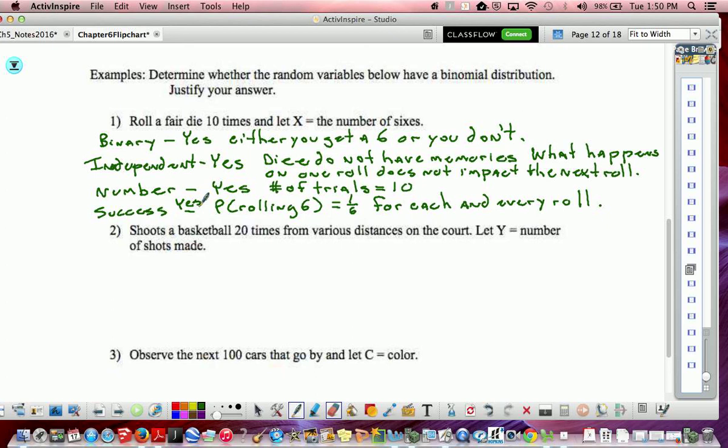So since the probability stays the same, are all four of these met? Yes. So this is a binomial setting. So this would be something that later on we'll show you how to calculate these probabilities.